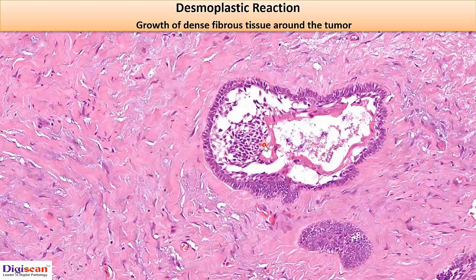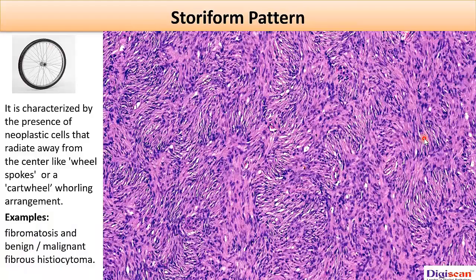Then desmoplastic reaction or desmoplasia. Here we have a tumor island, and this is surrounded by dense fibrous tissue. So this is marked desmoplastic reaction. Most of the tumors show desmoplasia, and that is one characteristic for differentiating malignant from benign. In benign tumors, there is no desmoplasia, while malignant tumors are characterized by dense laying down of connective tissue.